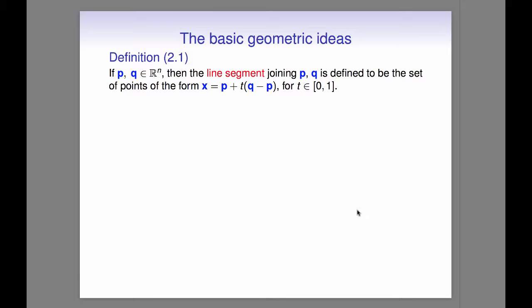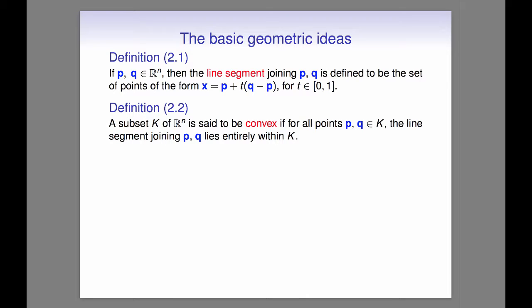One of the simplest notions is the notion of a line segment. This is just what you're used to. The line segment from P to Q is the set of x values of the form P plus t times (Q minus P), where t runs from 0 to 1. When t is 0, you get x equals P. When you substitute t equals 1, you get P plus Q minus P, so x equals Q. So as t varies from 0 to 1, x varies from P to Q.